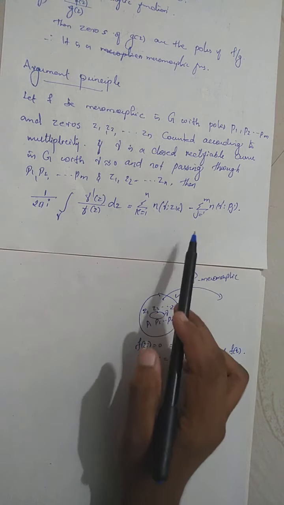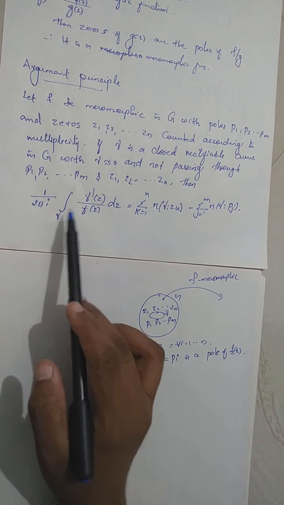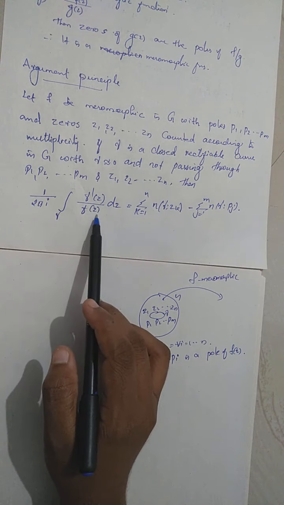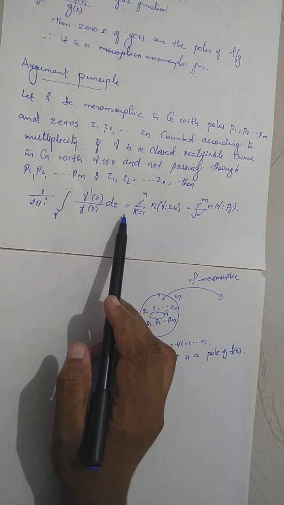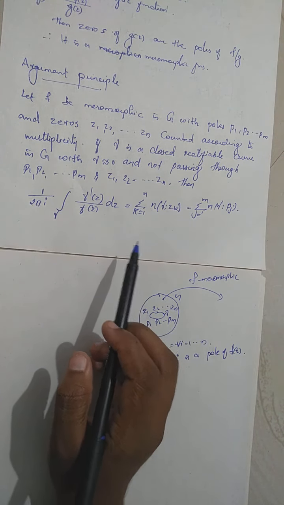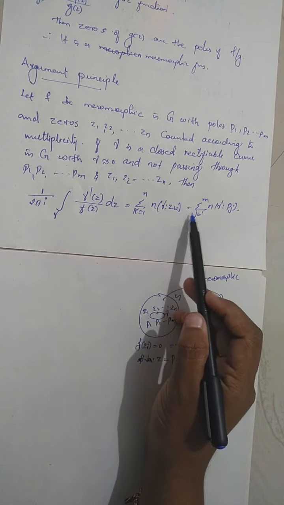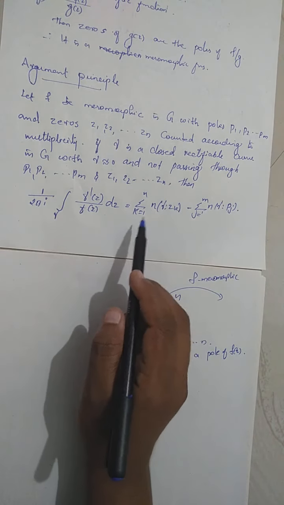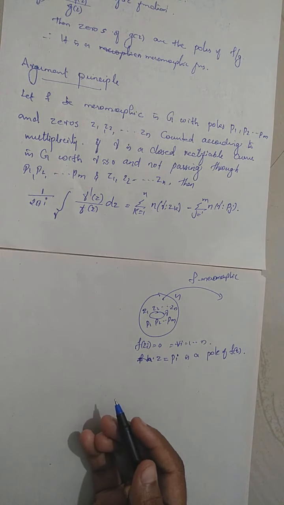So that is the statement. That means the integral of the form f dash z divided by f z over a curve gamma, which does not pass through any of the zeros and poles of f z, can be evaluated by using the index number, the winding number, with respect to every zero and every pole. Then the sum over zeros minus the sum over poles will be the required value for the integral. Now we will consider the proof.